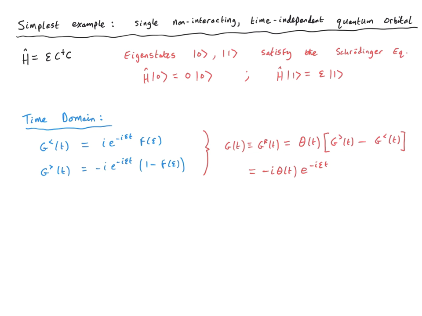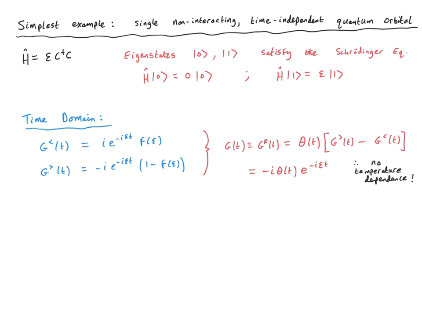This is very interesting because it tells us that g retarded has no temperature dependence. Notice that the temperature dependence in our thermal expectation values entered entirely through these Fermi functions, and they've cancelled out here. G retarded has no temperature dependence for this non-interacting system. So our retarded Green's function does not depend on the thermal or statistical occupation of our quantum orbital. So what information does it contain?